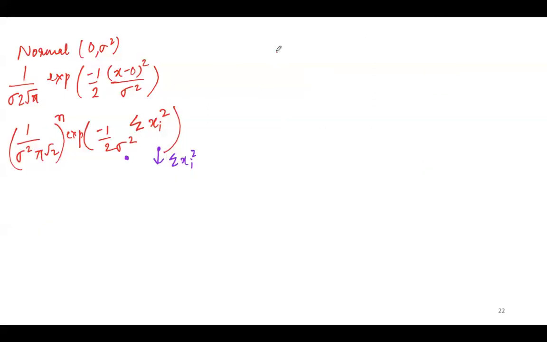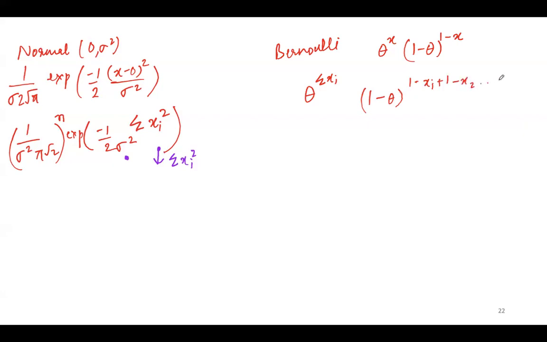Let's put it here. So we have for Bernoulli, it's of the form theta to the power x, times 1 minus theta to the power 1 minus x, right? Now we want to multiply all of those. So the first one is going to be theta, and here the powers are going to get added up. And then here we'll have 1 minus theta, and here also the power is going to be 1 minus x1 plus 1 minus x2 and so on, right?